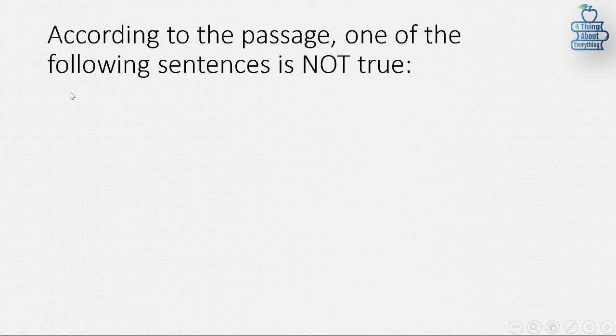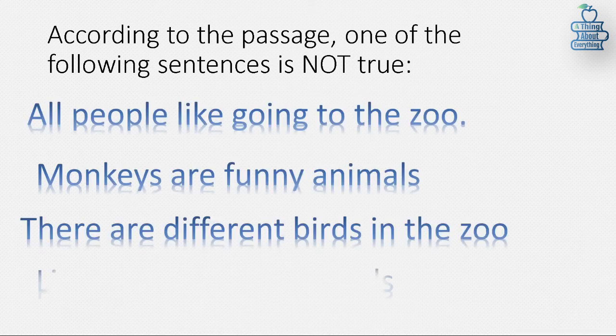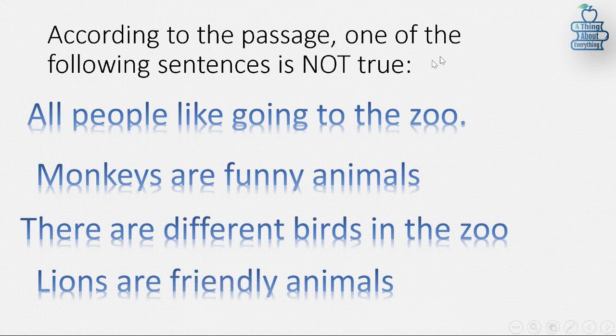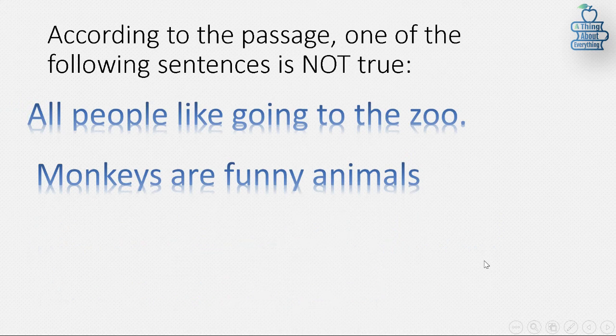According to the passage, one of the following sentences is not true. So you have to read thoroughly or scan for the 4 ideas to understand the meaning. But before scanning the text, you have to read the choices to get the idea. All people like going to the zoo. Monkeys are funny animals. There are different birds in the zoo. Lions are friendly animals. If you want to expect or exclude 2 of the choices, it's better before you start. I guess maybe the last one is a strange sentence. So let's check about it. Let's go back and have the text.